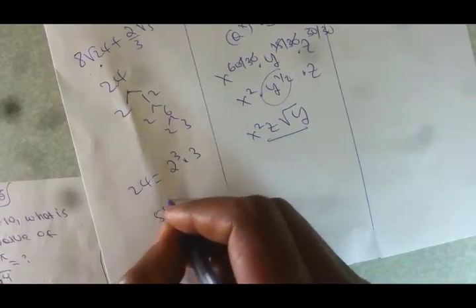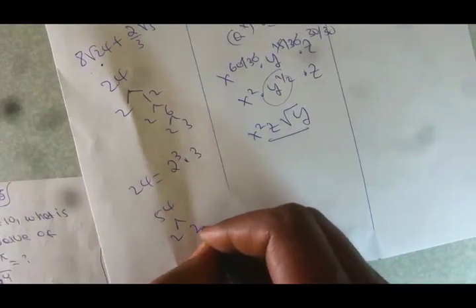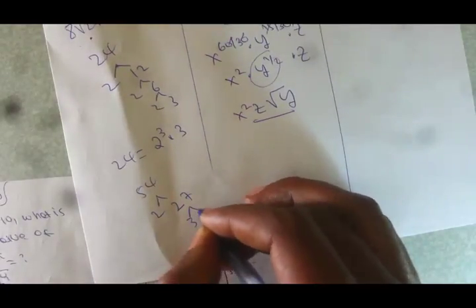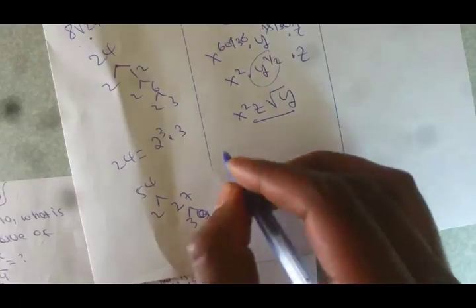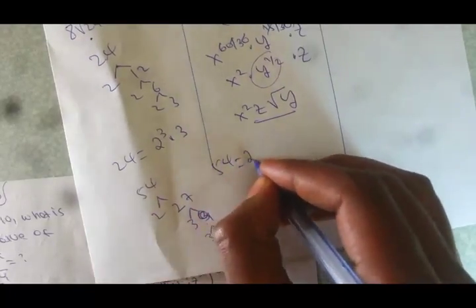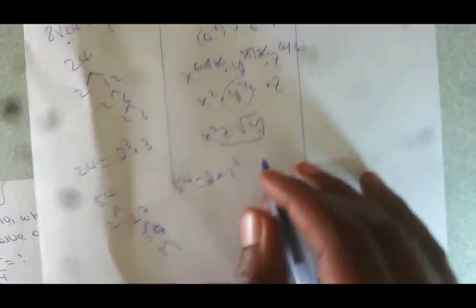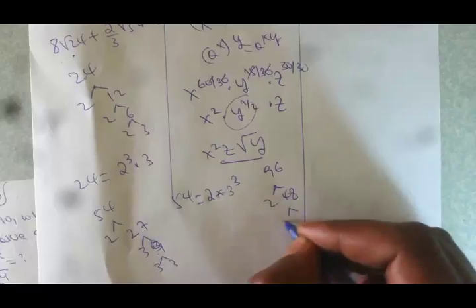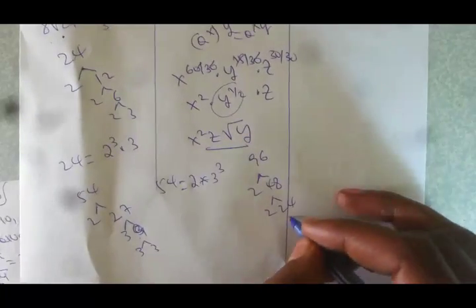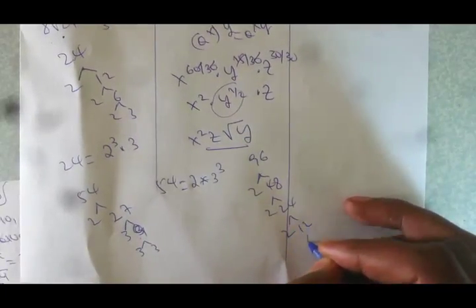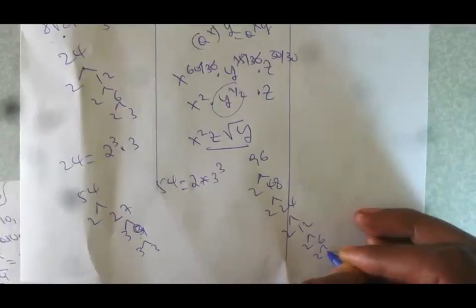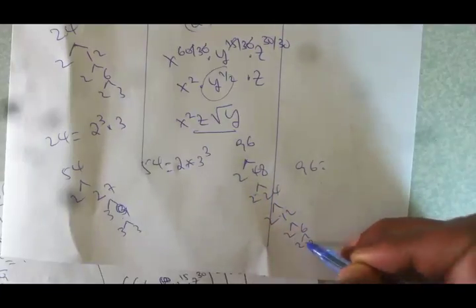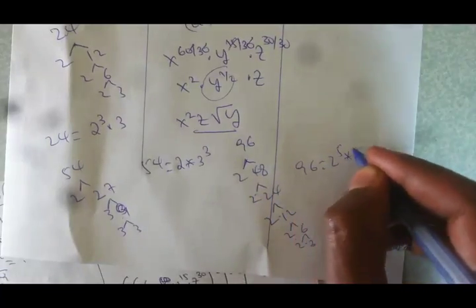Can 54 be factorized? Yes, by 2 it is equal to 27, by 3 it is 9, by 3 it is 3. Therefore, 54 is equal to 2 times 3 cubed. 96 can be divided by 2 to get 48, by 2 to get 24, by 2 it becomes 12, by 2 it becomes 6, by 2 it becomes 3. Therefore, 96 can be written as 2 raised to 5 times 3.